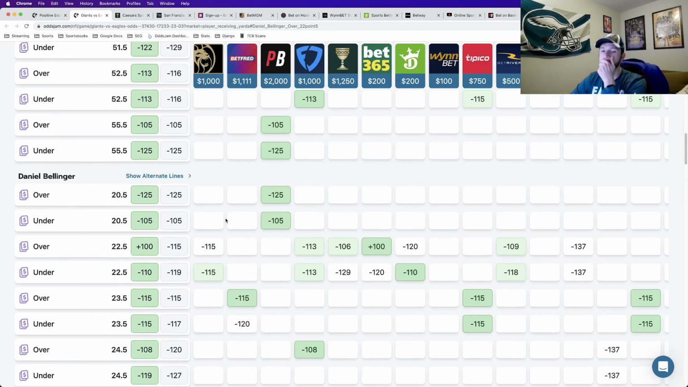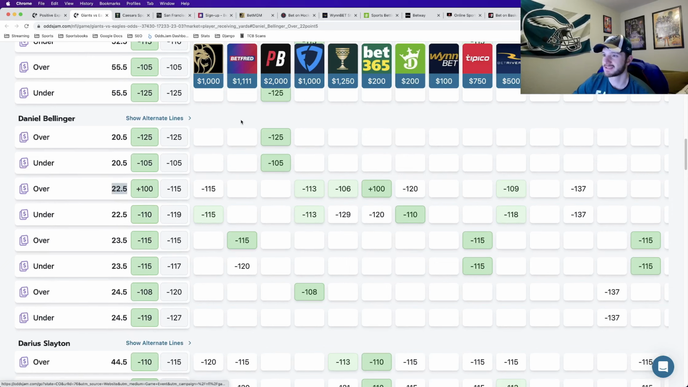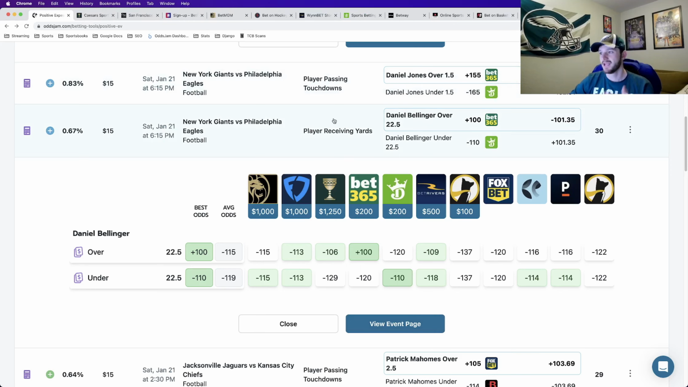So we took Daniel Bellinger to go over 22.5 receiving yards. Any sportsbook except for PointsBet, which has it at 20.5, but they're heavily juicing it at -125. The other sportsbooks, a majority of them, price it above this number, at 23.5 and 24.5. So the fact that we're taking over 22.5 and we're getting even money for it is a pretty good sign when you compare every other sportsbook. So this is play number two, Daniel Bellinger over 22.5 receiving yards.